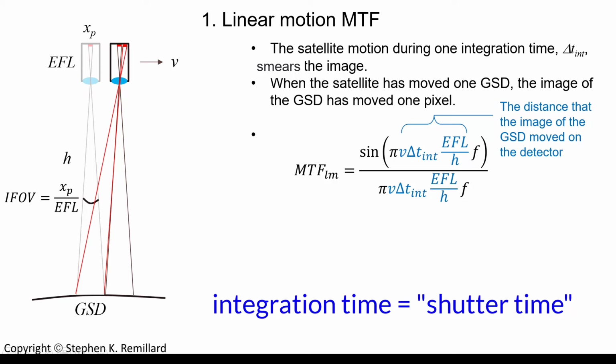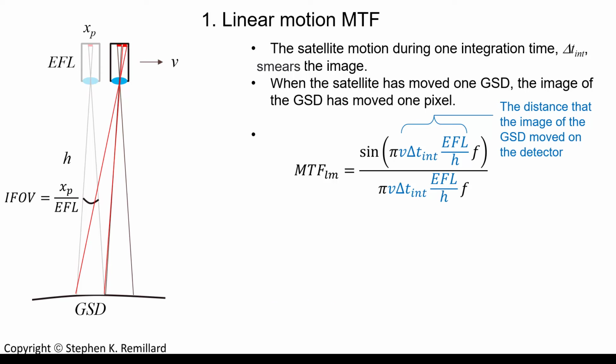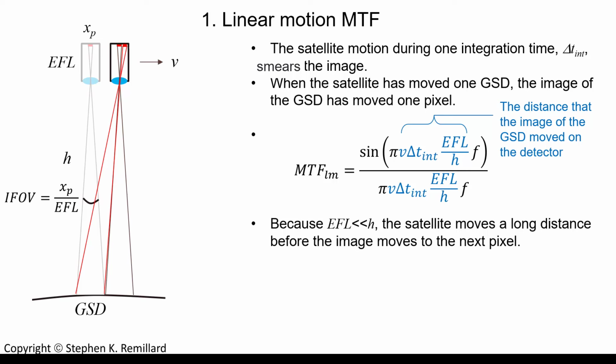Have you ever wondered how is it that a satellite that's moving at 7,000 meters per second can take images of the ground with any reasonable integration time? You'd think it has to be a very short integration time considering how fast it's moving. But this ratio of EFL over H is the key to that.